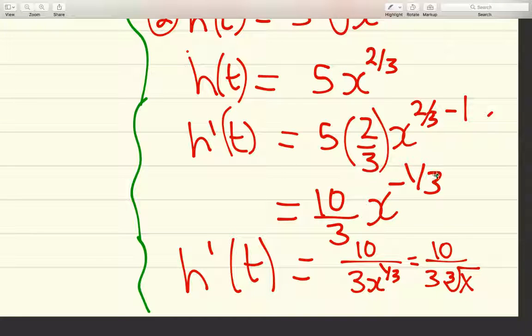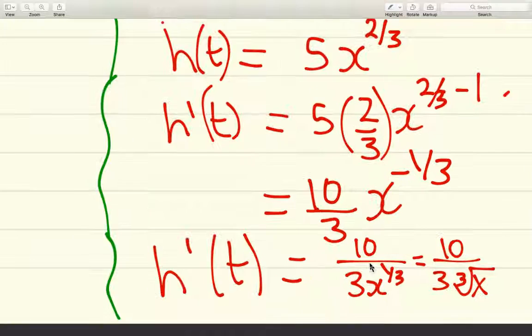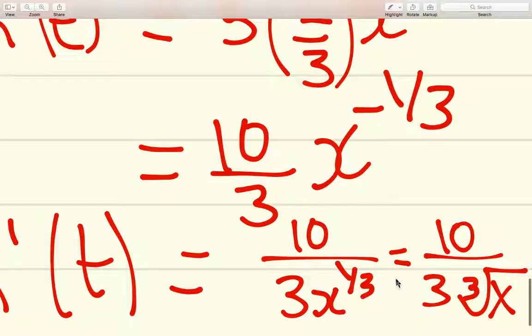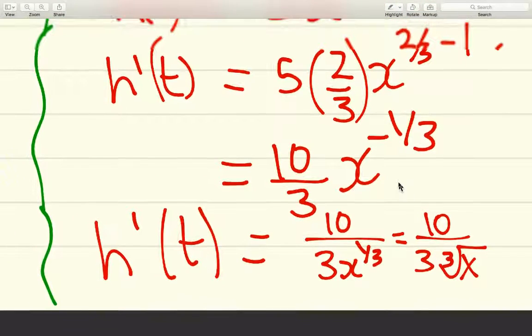Now what do I have to do? Write that as a positive exponent. And I do that down here, and I write 10 over 3x to the 1/3, but my final answer needs to have a radical in it, not a rational exponent. So it becomes 10 over 3 cube root x. Okay, again, pause, go back. I'm going through this fairly fast, but if you want to, you can pause, rewind.